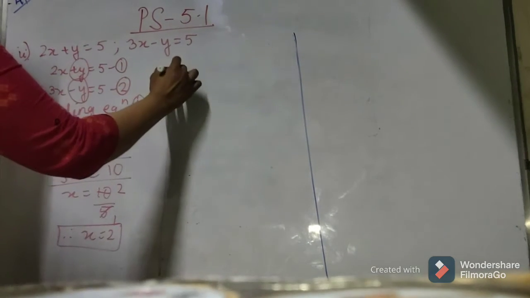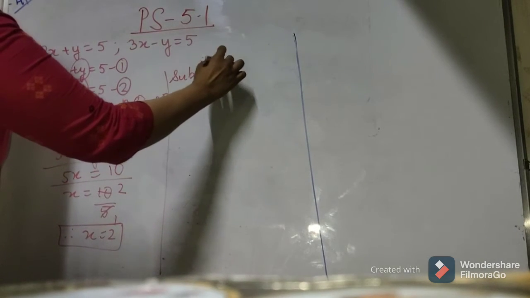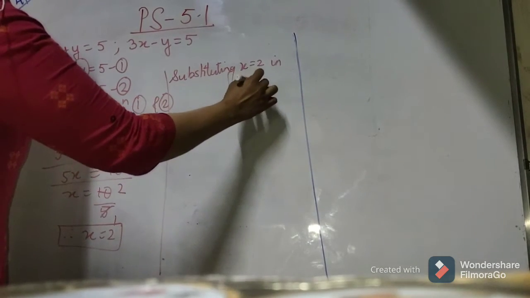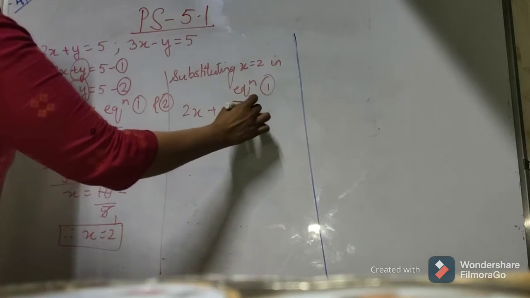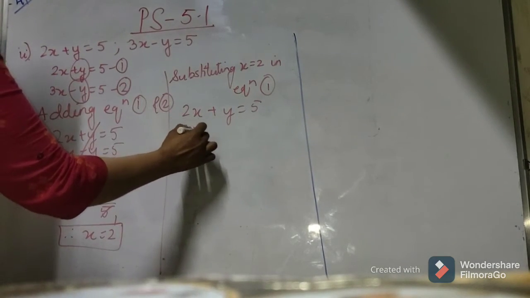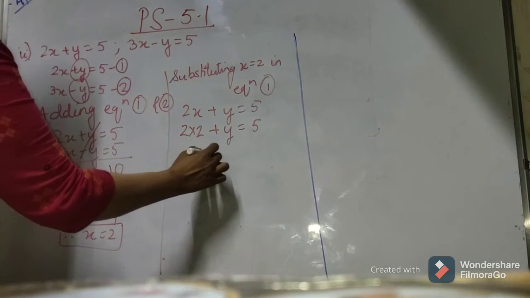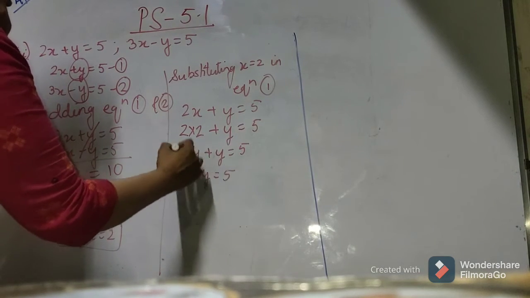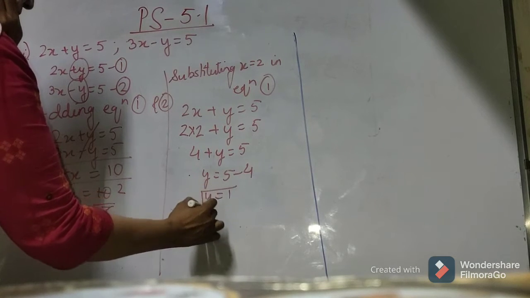Now I am substituting x is equal to 2 in equation 1. Again I am repeating, you can put it in equation 2 also, but I am selecting 1. This is equation 1. Now instead of x I have to put 2. So 2 twos are 4, 4 plus y is equal to 5. So y will be 5, this 4 comes this side, so it becomes minus 4.